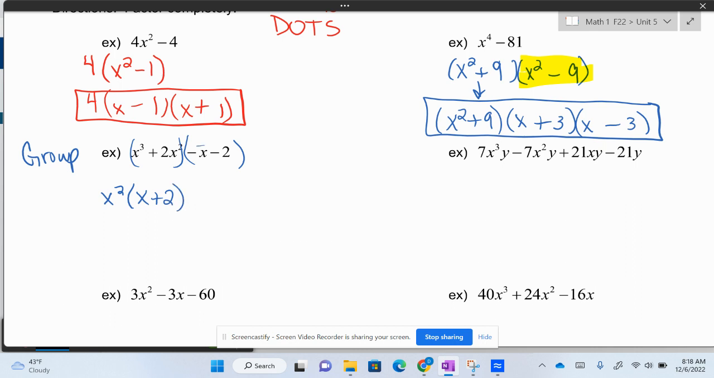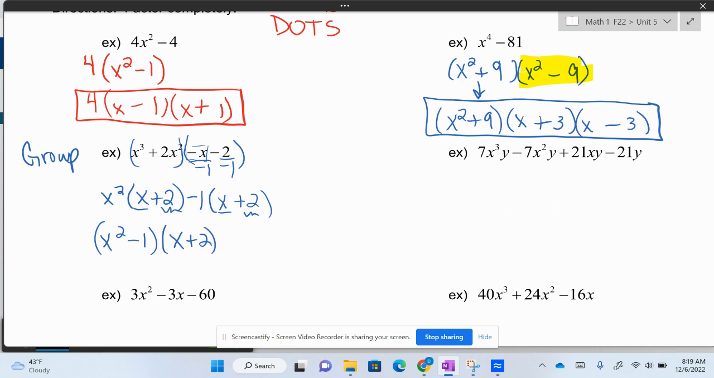Notice in the next parenthesis, my leading coefficient is negative. We rarely allow that to happen. So I need to take out a -1, right? Taking out a -1, let's see, negative x divided by -1 gives me a positive x, which is what I need. -2 divided by -1 gives me a positive 2, which is also what I need. So this factors out to x squared minus 1 times x plus 2.